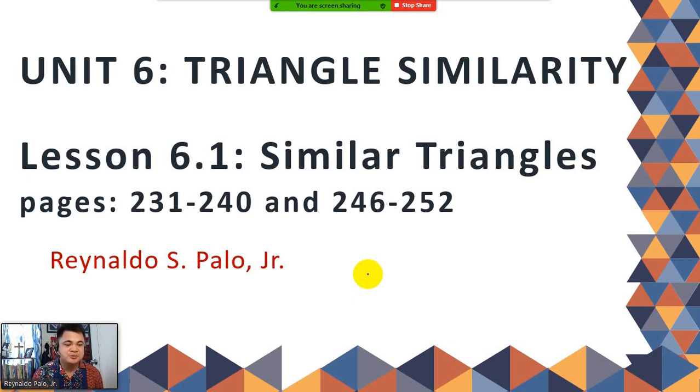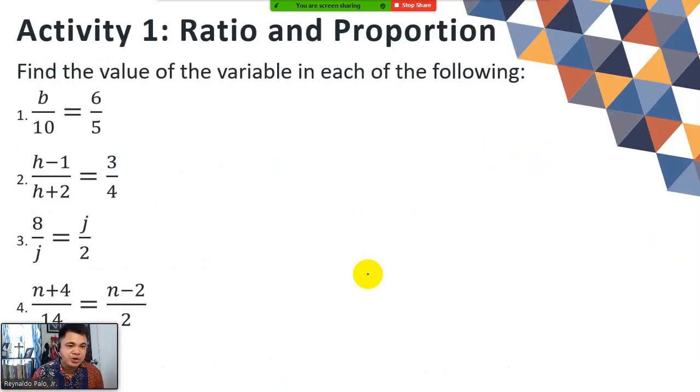All right, let's proceed. But before we proceed with our introduction about triangle similarity, please take note that we're going to use proportion in solving for the unknown segment as we go through. That's why the first thing we're going to do is have our first activity, a review on ratio and proportion. Remember, ratio is the comparison of two quantities, while proportion is the equality of ratios.